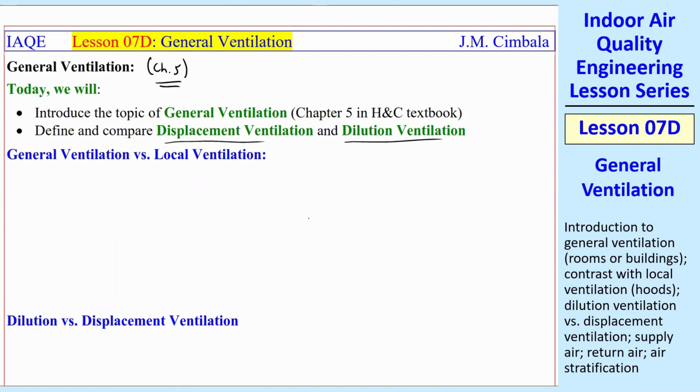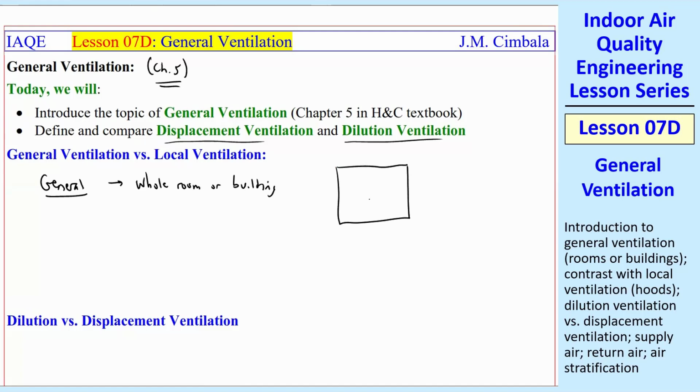dilution. We've spent a lot of time just learning some of the fundamentals and then how to predict source strength of contaminants by various methods, emission factors, and then we spend some time on evaporation. Now we're going to look at ventilation in rooms or a building. First, I want to talk about general ventilation versus local. General ventilation is ventilation in a whole room or a building. This is kind of the meat of the course here, these two topics, general and local ventilation.